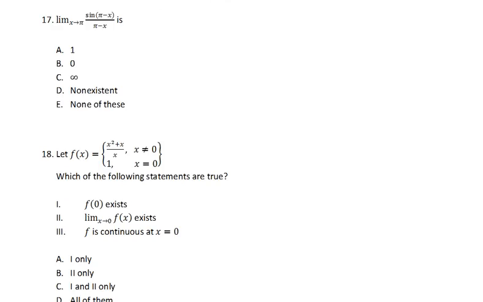Problem number 17, we have the limit as x approaches pi of sine of (pi minus x) over (pi minus x). And this is a similar problem to the important limit as x approaches 0 of sine x over x equals 1. And you have the same exact thing here.